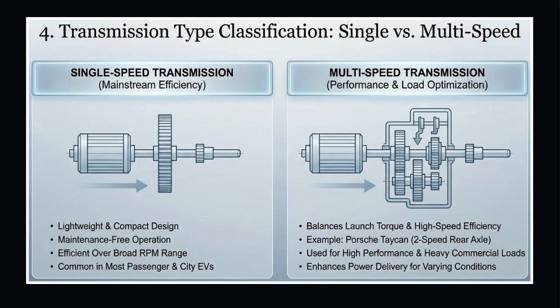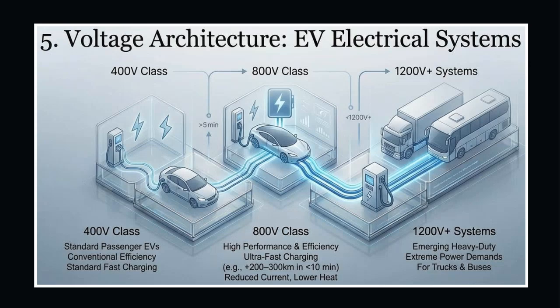We can also classify EV powertrains by the transmission. Because electric motors work efficiently over a wide speed range, most EVs use a single-speed reduction gear, simple, compact, and low maintenance. But some high-performance models, like the Porsche Taycan, use a two-speed gearbox to combine strong acceleration with a high top speed, and heavy commercial EVs may adopt multi-speed units for efficiency under varying loads. So, based on transmission, we have single-speed and multi-speed EV powertrains, each serving different performance needs.